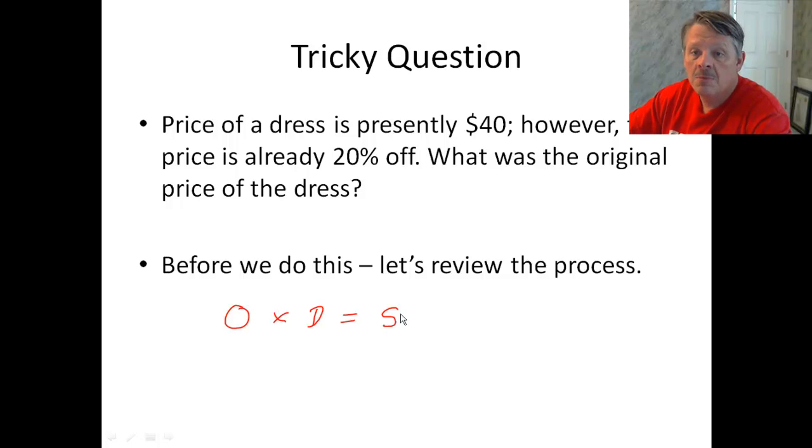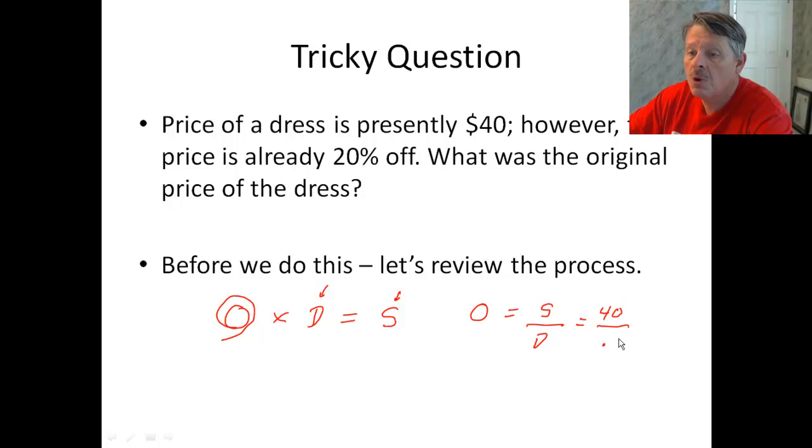If I'm given my sale price and my discount and this is my unknown, I have to get my unknown all alone on one side. How do I do that? Well, that's algebra. So my original price is going to be my sale price divided by my discount. My sale price is $40. My discount, what's my discounted price? Well, my discounted price is 80%.